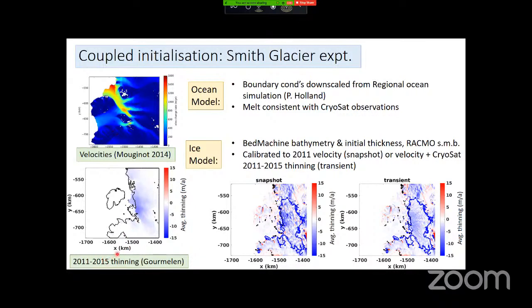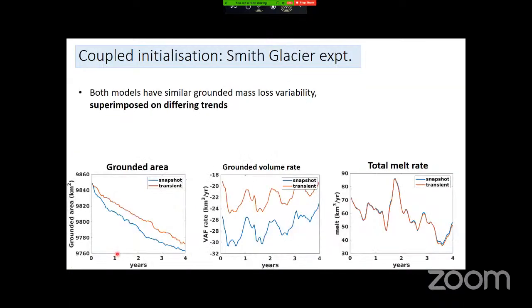So what happens when I initially start running this model is that the grounded volume loss rate between these two simulations is offset a bit. This VAF is kind of important, so I'll describe it quickly. Volume above flotation is basically the volume of ice within an ice sheet that can still contribute to sea level rise. That means if an ice sheet goes afloat, it's lost its volume above flotation. Until then, it's contributing to sea level rise.